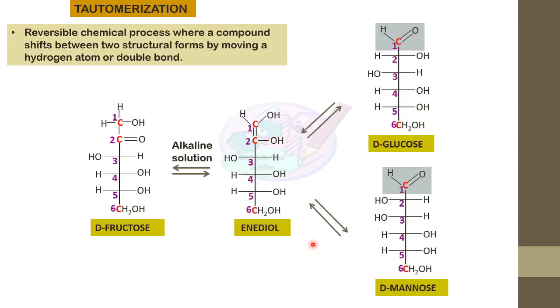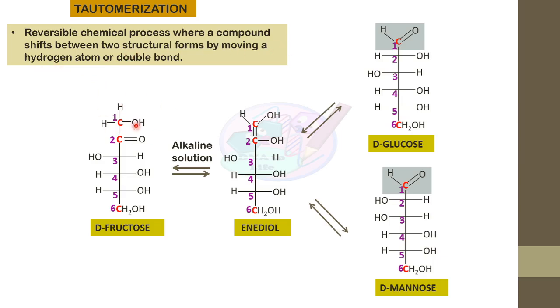Next is tautomerization. If you look at fructose, it has a ketone group. Ketone ideally does not act as a reducing agent, but fructose gives the reducing sugar test positive, because fructose gets converted to an aldehyde group through the process of tautomerization. What is tautomerization? It is the reversible chemical process where a compound shifts between two structural forms by moving a hydrogen atom or double bond.